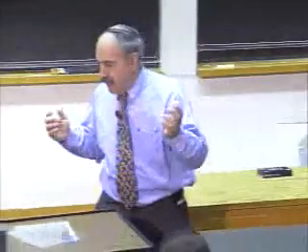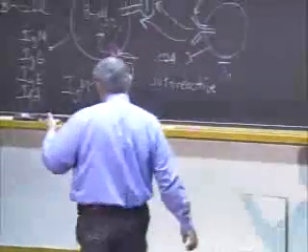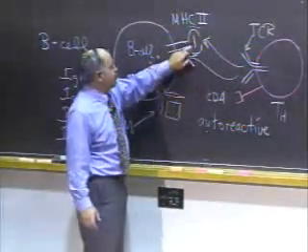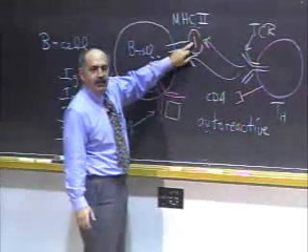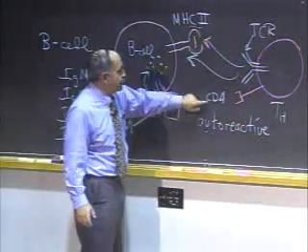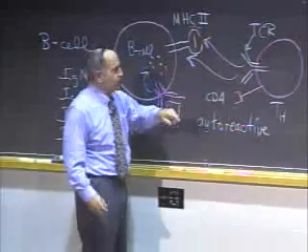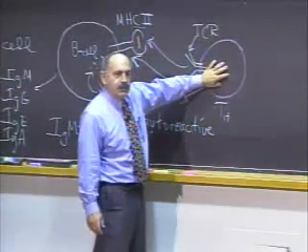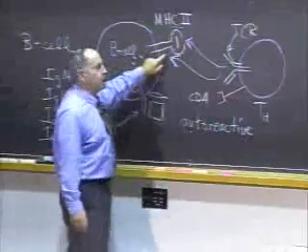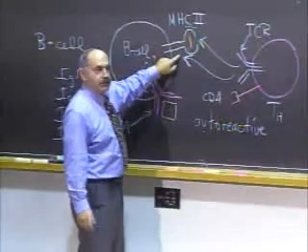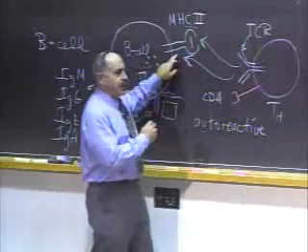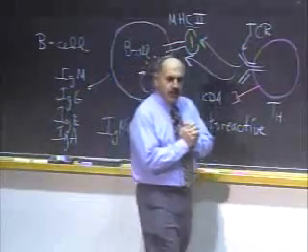CD4 instead only recognizes MHC class II molecules, no matter what they're carrying. So there are MHC class II molecules, which I've implied to you can carry thousands of different oligopeptides. CD4 doesn't care what's being carried by the MHC class II. It just binds to MHC class II molecules, thereby telling the T helper cell that an encounter has been made with an antigen-presenting cell. So CD4 is simply, the ligand for CD4 is part of the MHC class II molecule.